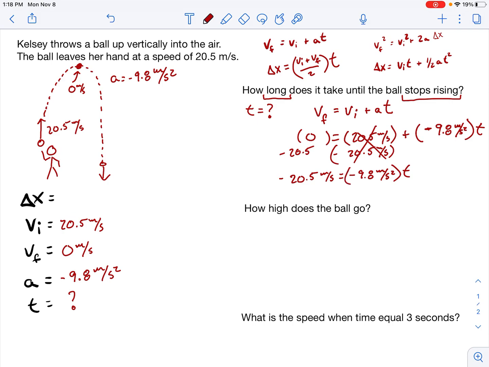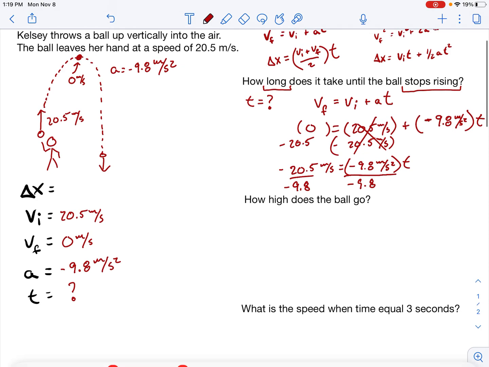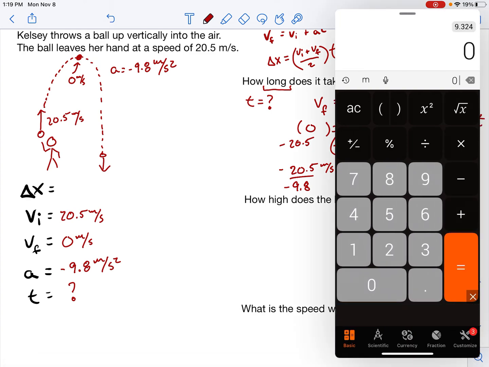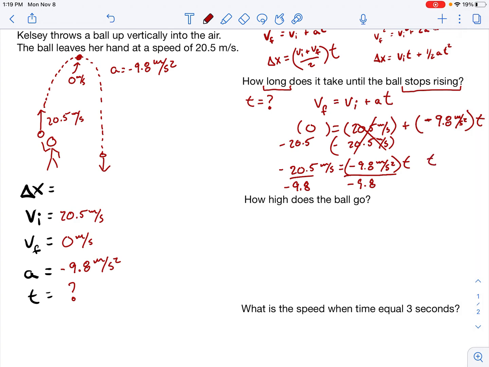So I'm just doing the algebra right now to simplify it. The next step is going to be then just divide both sides by negative 9.8. Okay, the negatives would cancel here, and then we're left with just 20.5 divided by 9.8. So 20.5 divided by 9.8, and we get a time of 2.09 seconds, I guess is what we'll say here. So time is equal to 2.09 seconds.